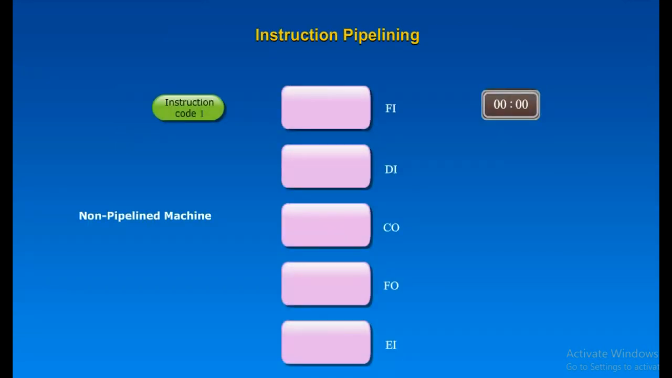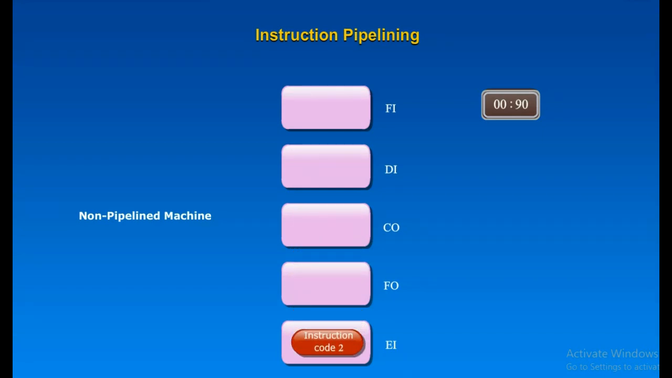Consider a non-pipelined system which contains 5-step process. Instruction 1 is fed into the system. Time taken by instruction 1 to complete the process is 50 units. Now, instruction 2 enters the system and it takes another 50 units to complete the process.